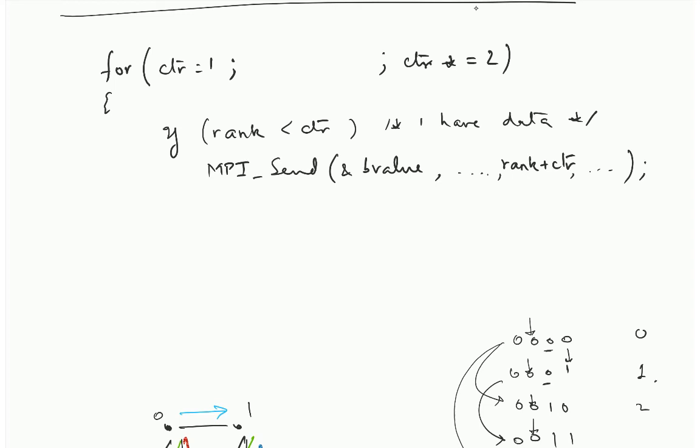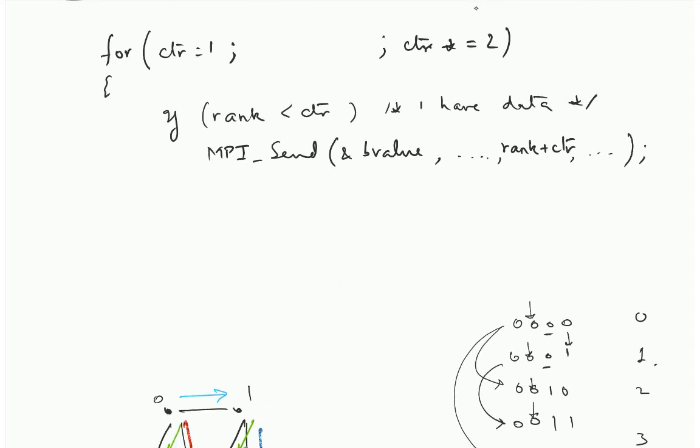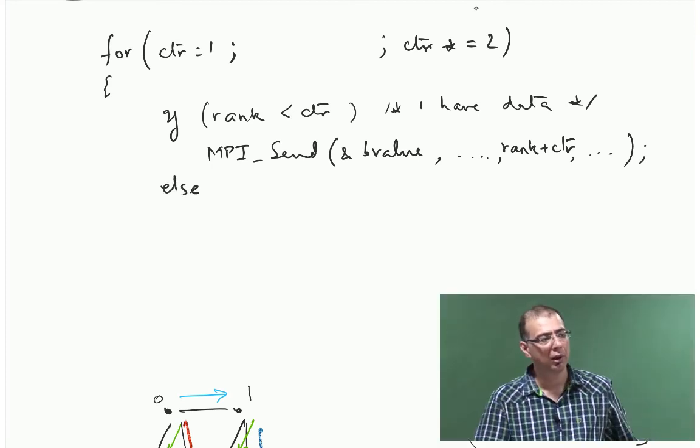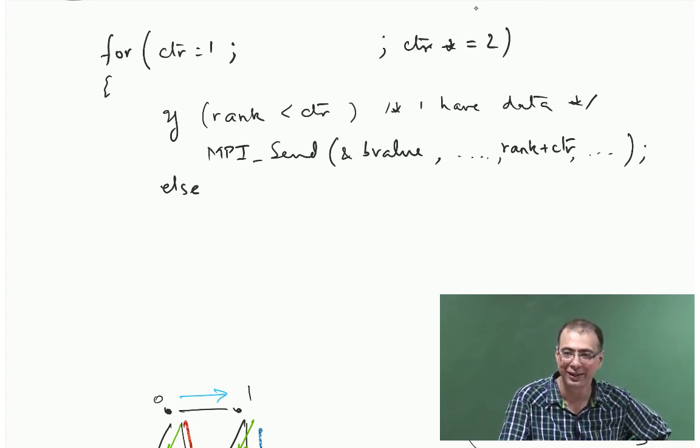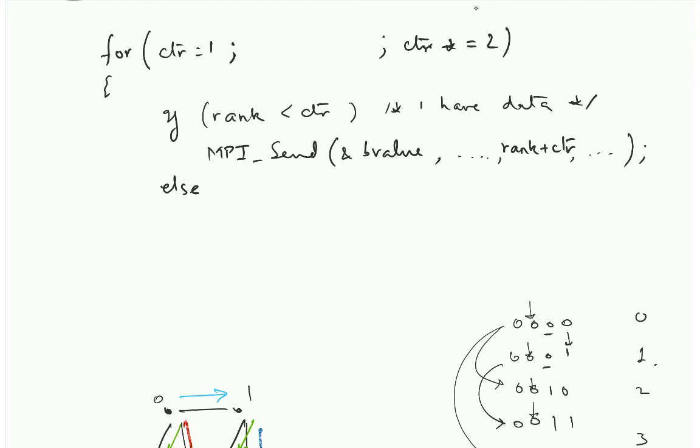Let's come back. So what were we doing? If rank is less than counter, that means I have data, I'm going to send it to rank plus counter, which is along the next dimension. And what else do I have to do? I have to receive the data also. I can't just be doing sends. There have to be receives in the code. Who's supposed to receive the data? If I am sending data to rank plus counter, then rank plus counter has to be receiving the data.